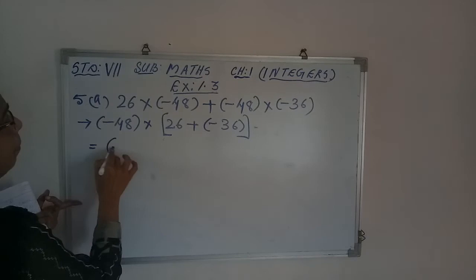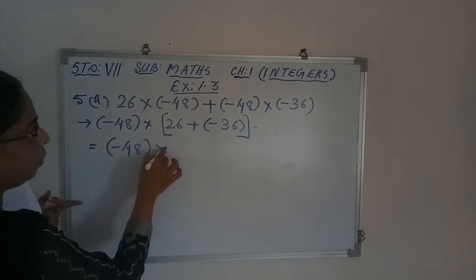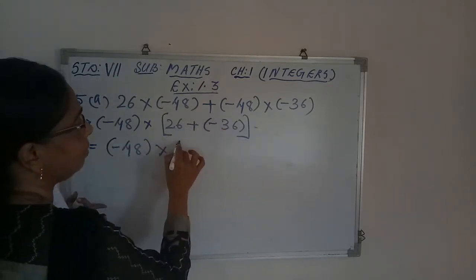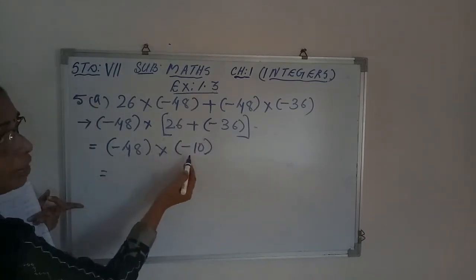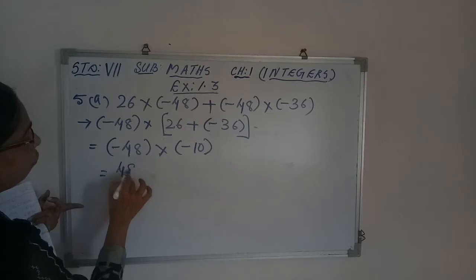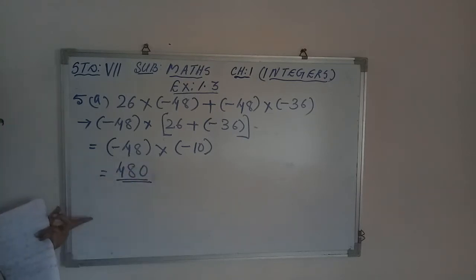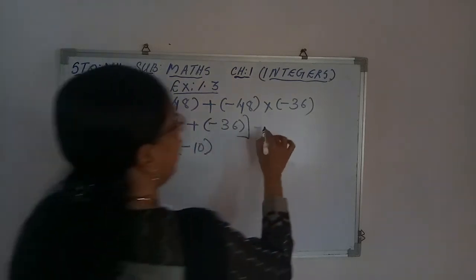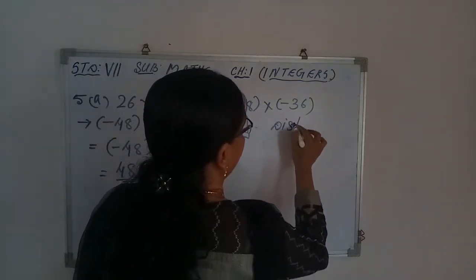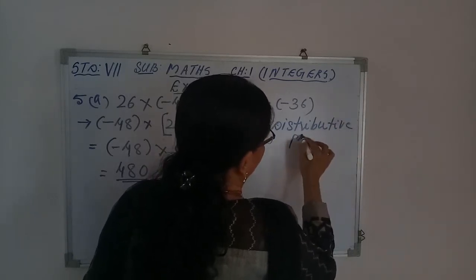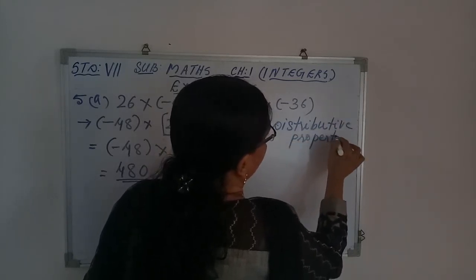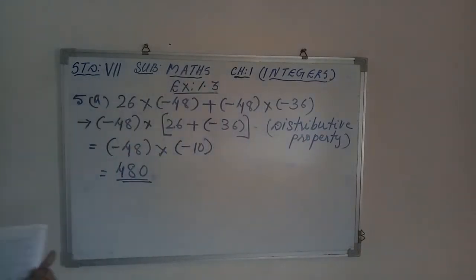That's equal to minus 48 into 26 plus minus 36. You know that the answer is minus 10. That's equal to minus into minus plus, 48 into 10, 480. Any doubt? Clear to you? Then next, which property can you write? Distributive property, that you have to write. Yes. Then the next question.